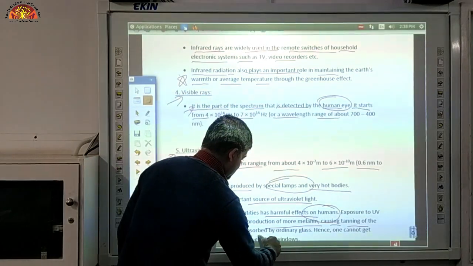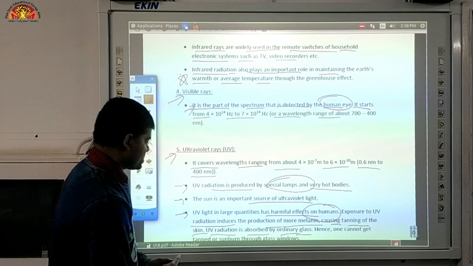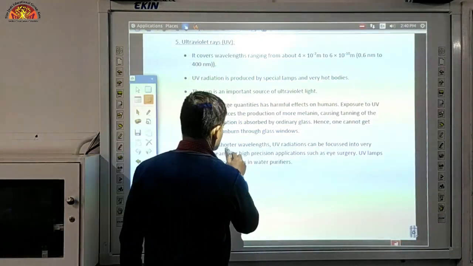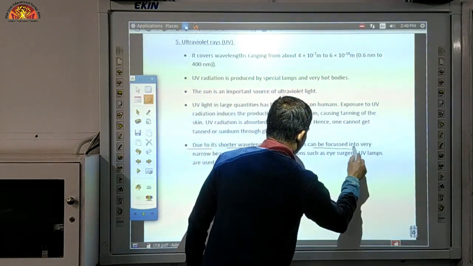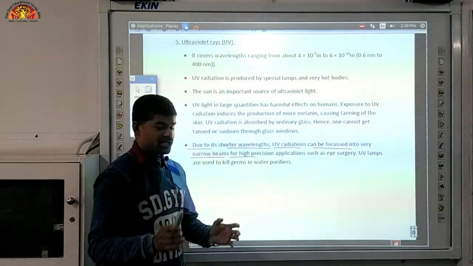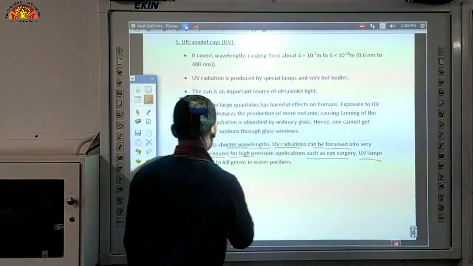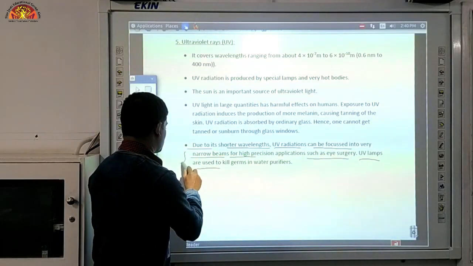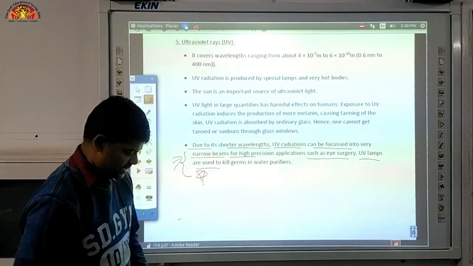Now UV radiation is absorbed by the ordinary glass, hence one cannot get tan or sunburn through the glass window. Now students, due to its shorter wavelength, okay, UV ray की wavelength बहुत छोटी होती है, so UV radiation can be focused into very narrow beam for high precision applications such as eye surgery. UV lamps are used to kill the germs in water purifiers also. So these are the uses of the UV rays. So this is very important, you have to learn the uses of the UV rays.